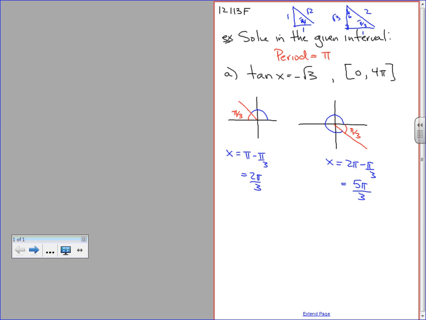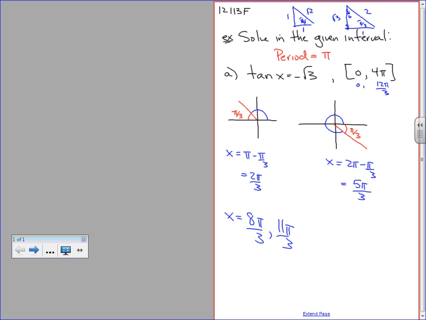Because these two here, there's still more of them, right? How do I get to my other answers? Well, I add on multiples of the period. So if I add on multiples of the period to this one, that would be 8 pi over 3. Add it again, this would be 11 pi over 3, which is still inside my range, because my range goes from 0 to 4 pi, but I can write that as 12 pi over 3. And if I add on another period, I'm going to be outside my interval.